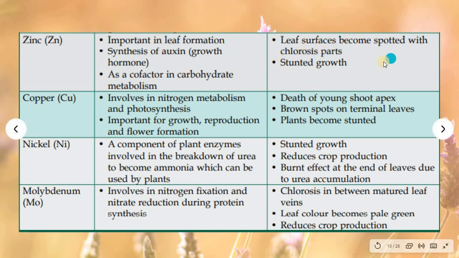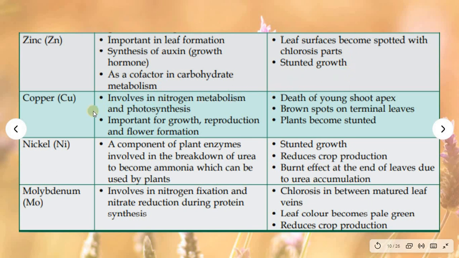Effect of deficiency: the leaf surface becomes spotted with chlorosis parts. This means that certain parts of the leaf become spotted and yellowish in color. Stunted growth, right? Stunted growth.